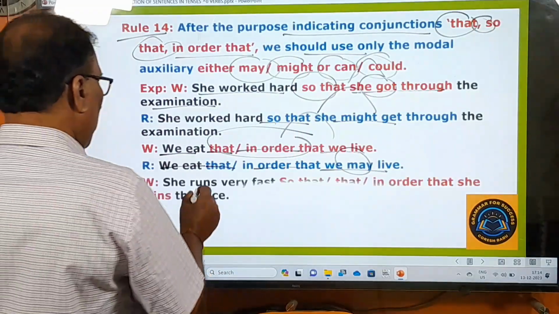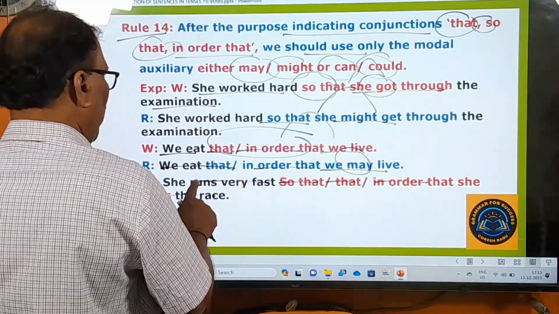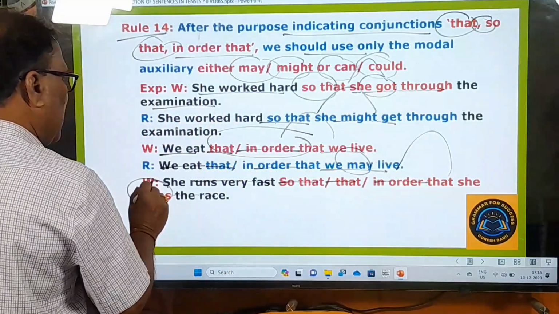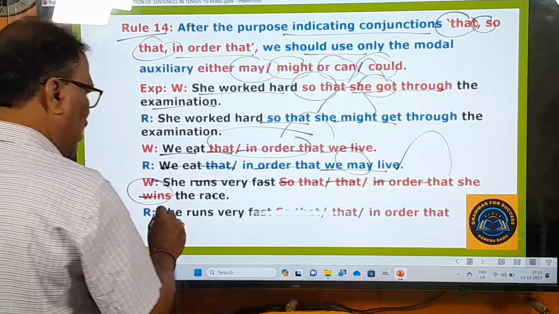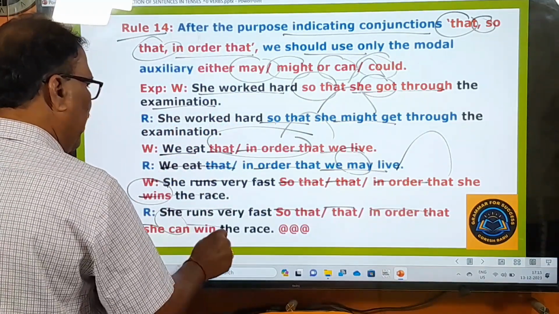Right. And then comes, she runs very fast so that in order that she wins the race. So with all these, so that in order that, after that simple present tense is given. So what should you do? She runs very fast so that in order that she can win the race.